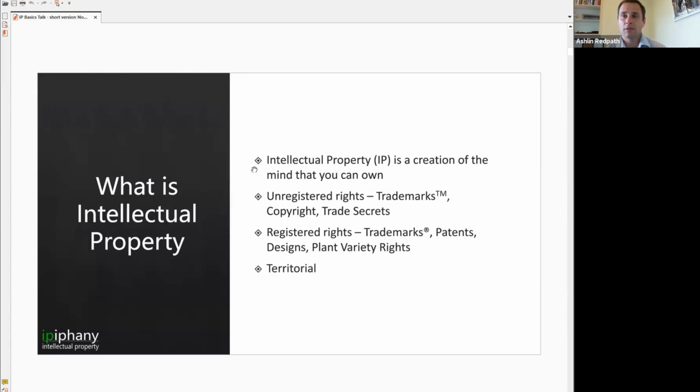All IP rights are territorial, so they only apply in the country where you have those rights. They don't cross borders unless there is a treaty. For example, copyright, most countries have treaties around that, which means that one country will grant you the same rights as you get in your own country.